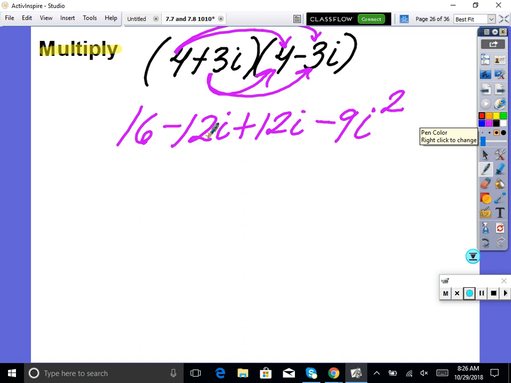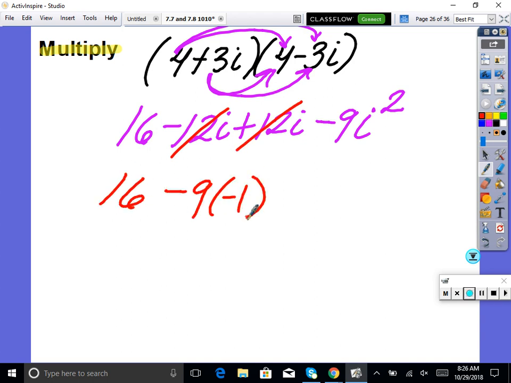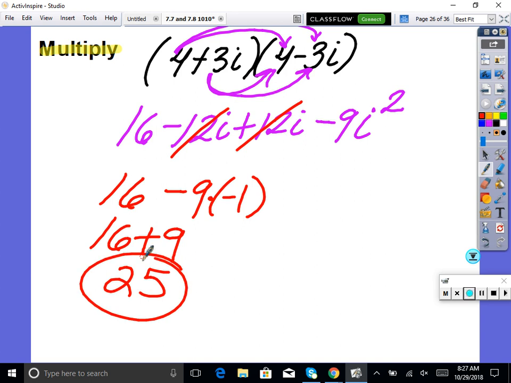So now combine like terms. Our middle term should cancel out. We have 16 minus 9 times -1. Don't call that -10. Don't call that 8. That's a times sign. So that's 16 plus 9, which is 25, right? So now it became a whole number without i's. That will happen with imaginaries with conjugates. It'll cancel out the i's, and then it becomes a real number.